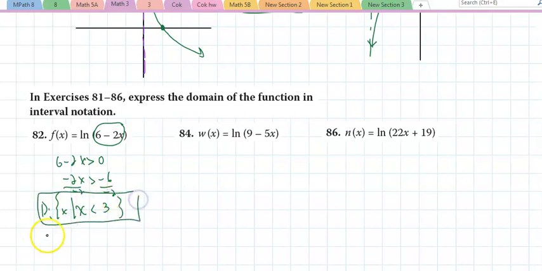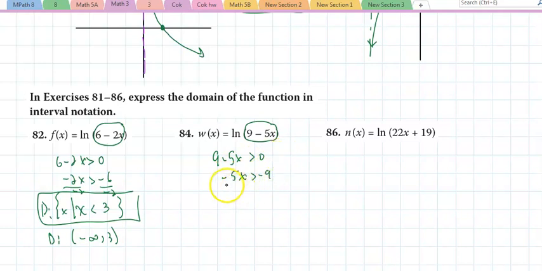You could write this in interval notation if you wish. You could say negative infinity to 3. I really don't mind either or. When I get to 84, it's the same type of problem. I'll take the argument, whatever you take the log of, and set that to be strictly bigger than 0. Subtract 9 from both sides. And divide by a negative 5. Whenever you divide by a negative, you switch the sign.